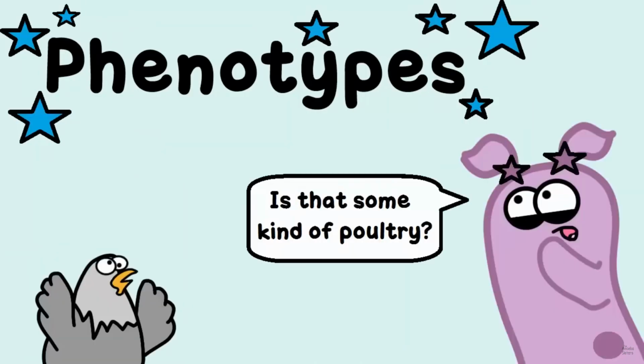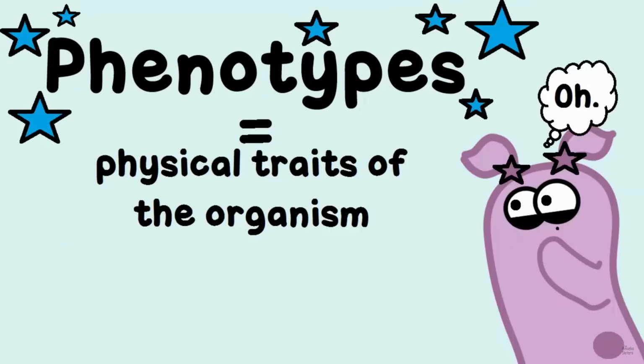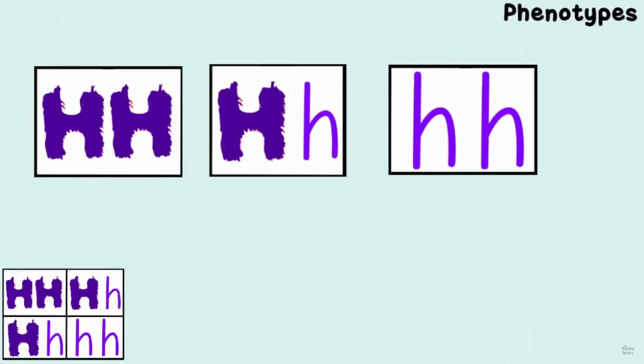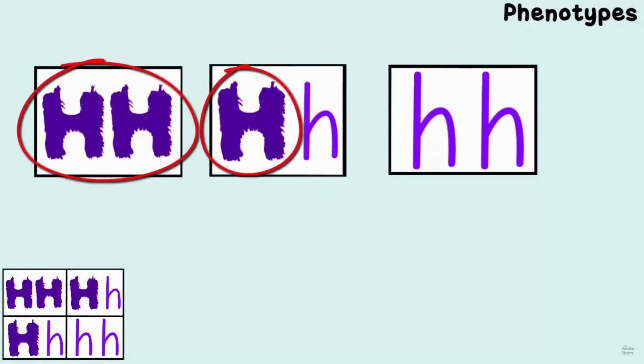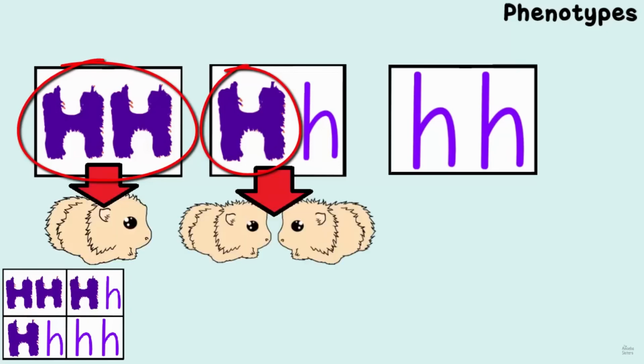Well, what if I asked about the phenotypes? What does that mean? I like to think that pheno sounds like physical. So the phenotype would be the physical traits of that organism. And in this example, it's whether they have hair or not. Now remember, any babies that have a capital H have a dominating allele, and they will have hair. So the babies that are big H, big H, or big H, little h, they have hair.